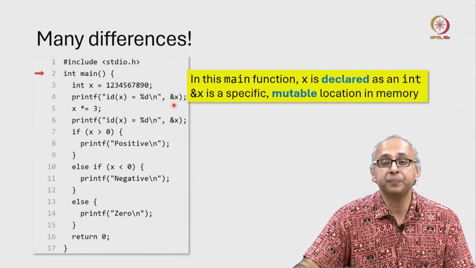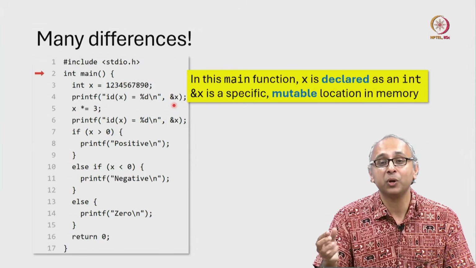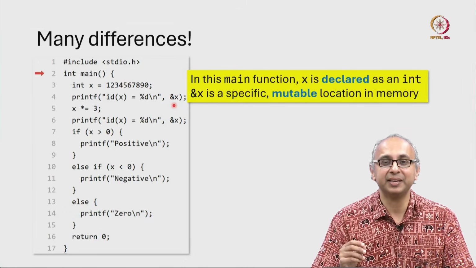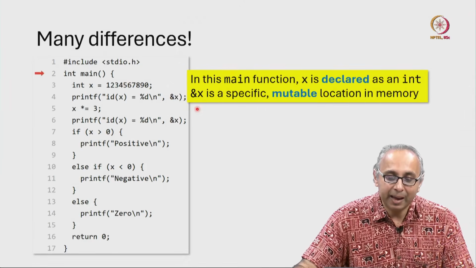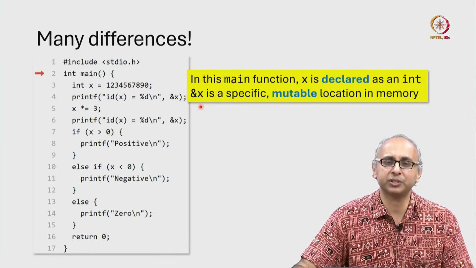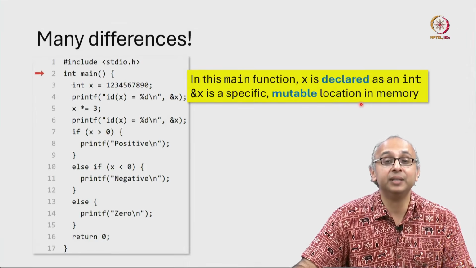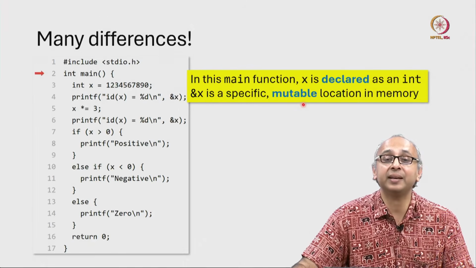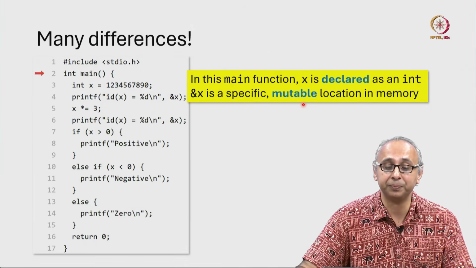Ampersand of x is actually the location in memory where this integer value is stored. As I said, C doesn't provide a function called id of x, but ampersand of x is an approximation. That location in memory, it turns out in C, is mutable. And as we shall see, that has implications for the code that we're about to execute.